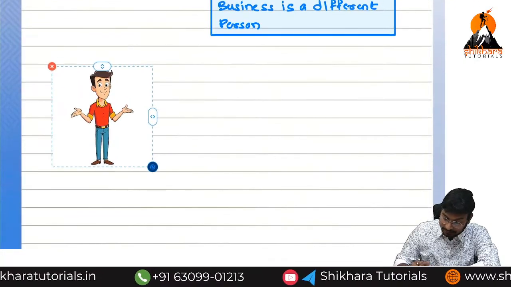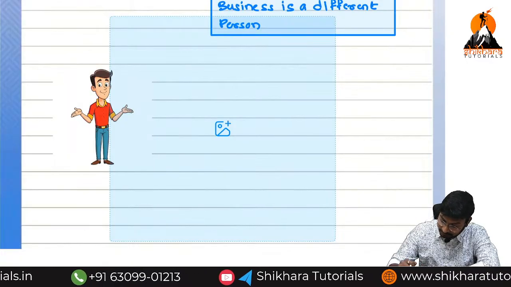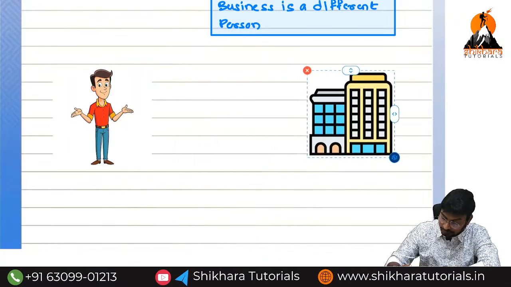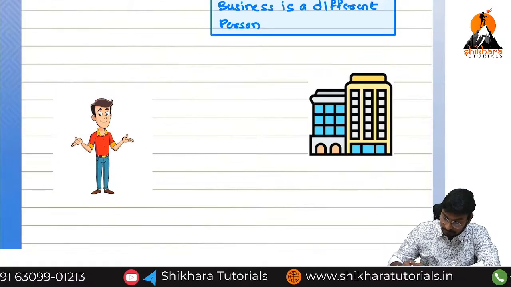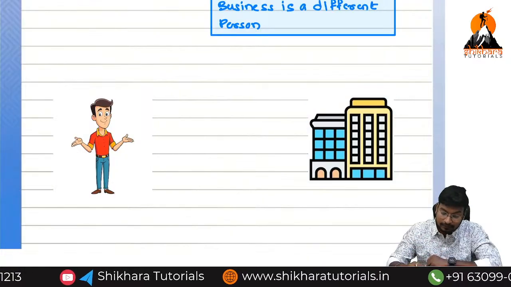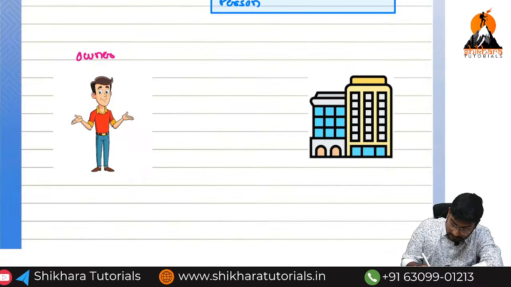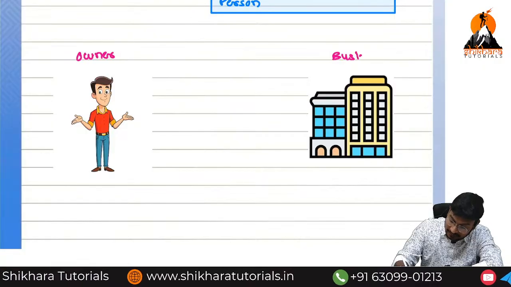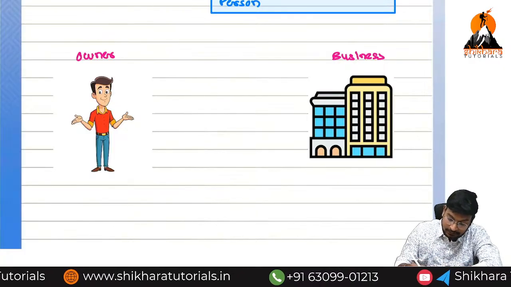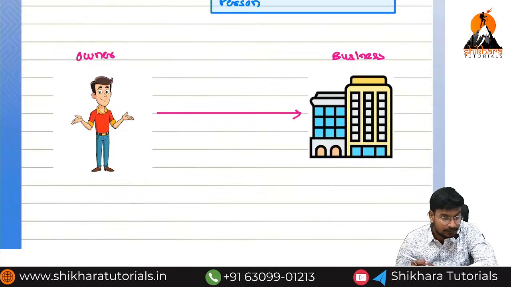Imagine he is the owner of a business and is trying to start the business. So he is the owner, and this is the business. In order to start the business, what do we need? We need an investment. The owner gives the investment to the business.